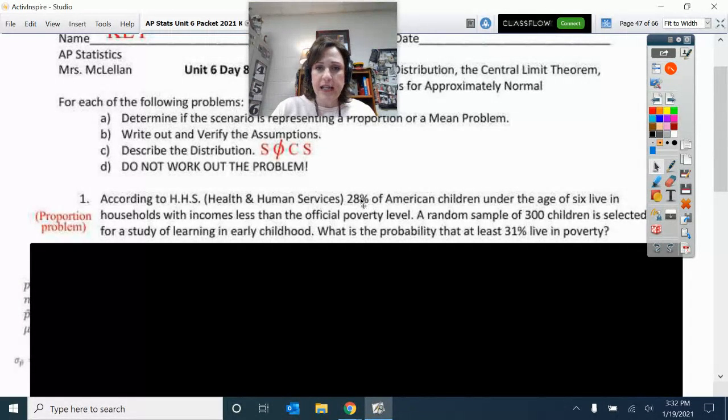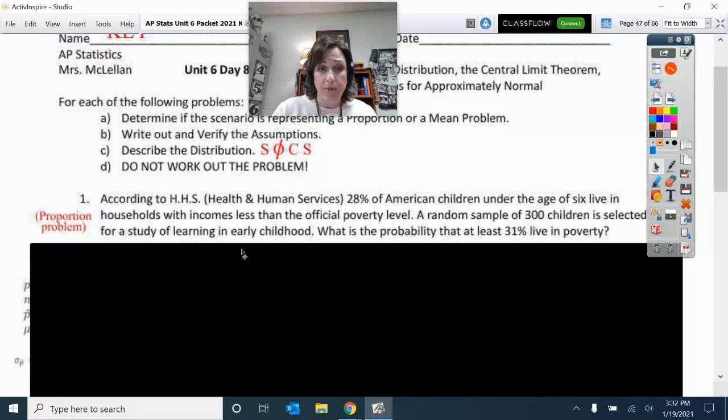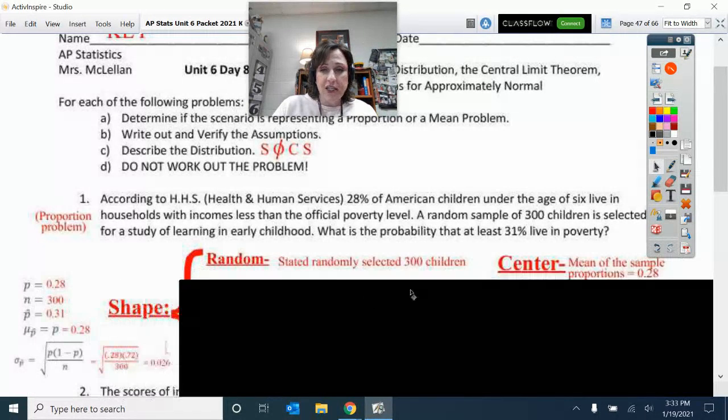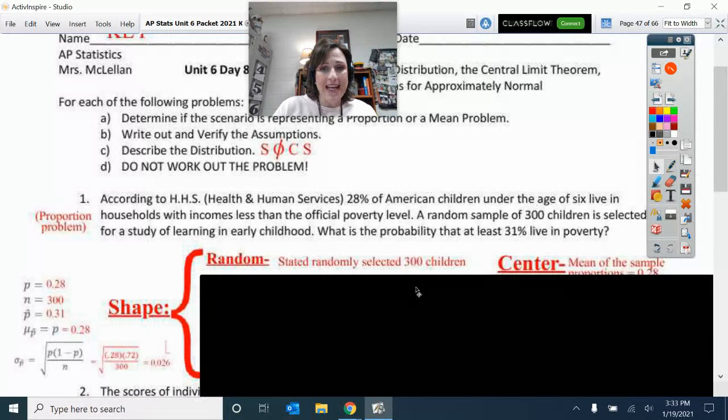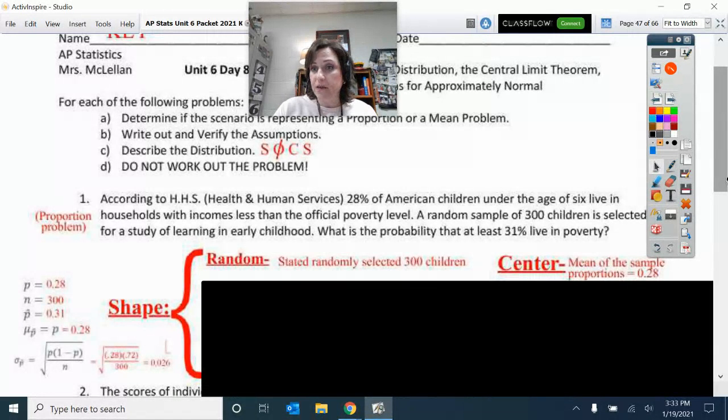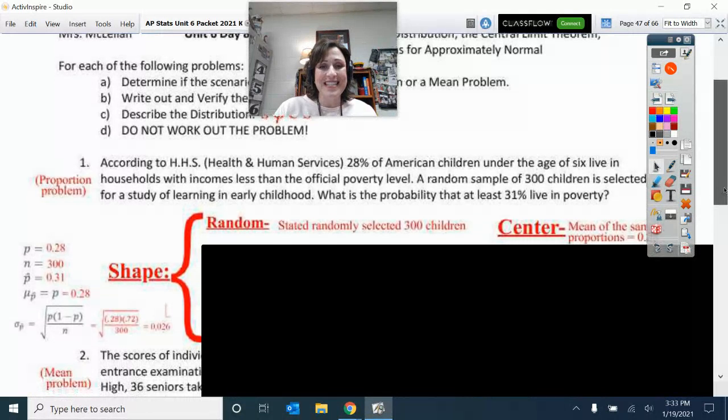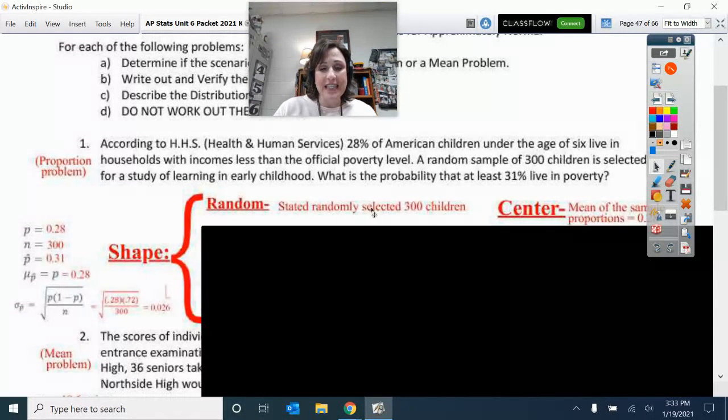Again, you're noticing that if you've got these percentages and you aren't given a mean or a standard deviation, then it's probably a proportion problem. All right, so here's how I got my shape. I did random. It was stated that we had randomly selected 300 children, so I went with stated or assumed. And then you're saying that there were 300 randomly selected children.